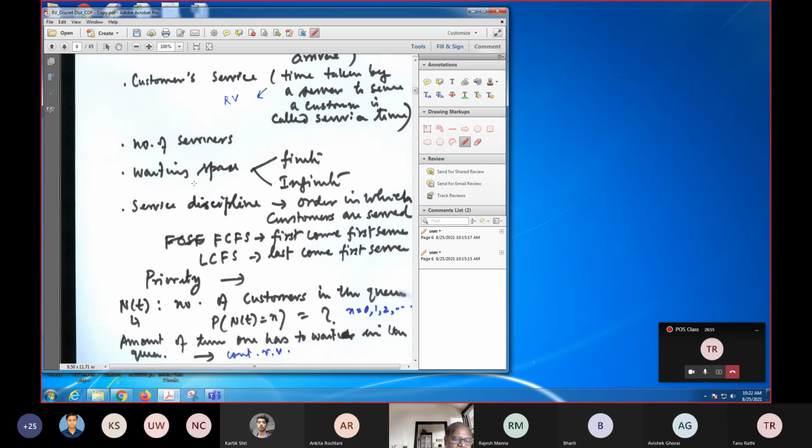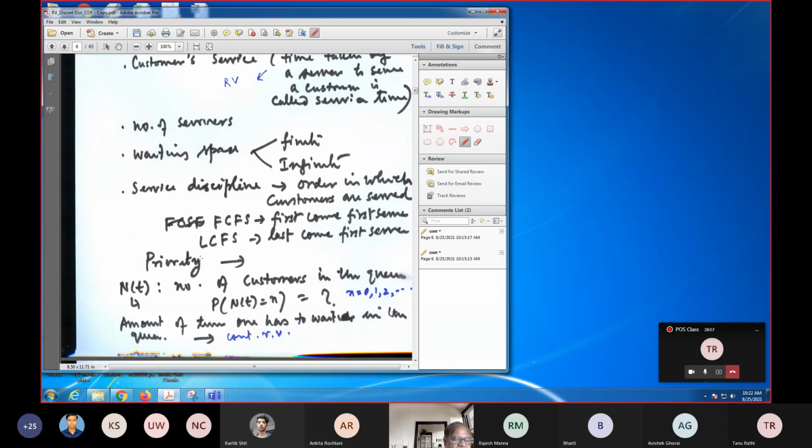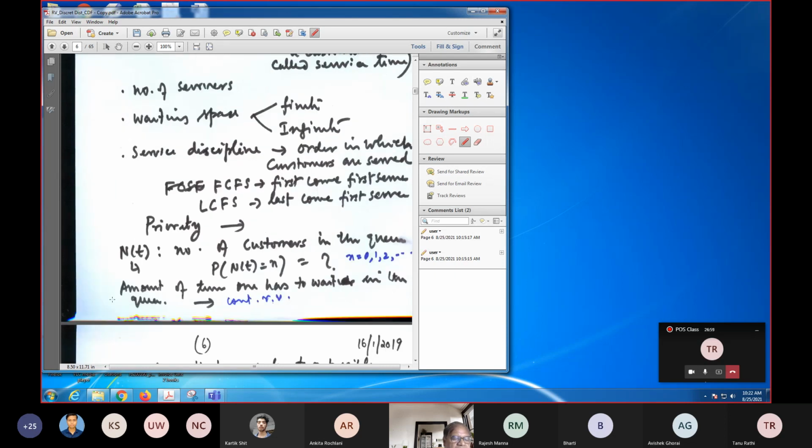So it's just to give you some idea. Here I have written N(t), which is the number of customers in the queue. So it takes values 0, 1, 2, 3. And the amount of time one has to wait in the queue is a continuous random variable. So you have to understand the difference between discrete and continuous random variables. There is one more definition which is used to classify discrete and continuous random variables, by means of the distribution function, which we'll discuss at a later stage.